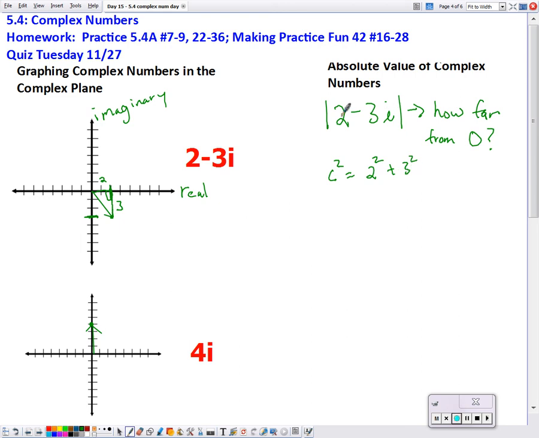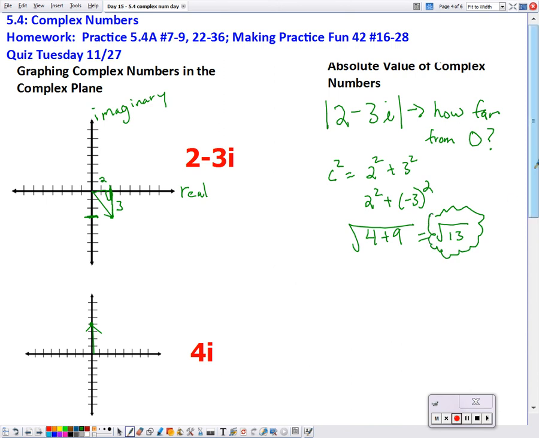So the absolute value of 2 minus 3i, and some teachers will teach it like this, with a negative 3, because they'll literally take whatever number is here and put it here, but that really doesn't make a difference because it's still going to be 4 plus 9. And so c is going to be the square root of 13. The absolute value of 2 minus 3i is the square root of 13.